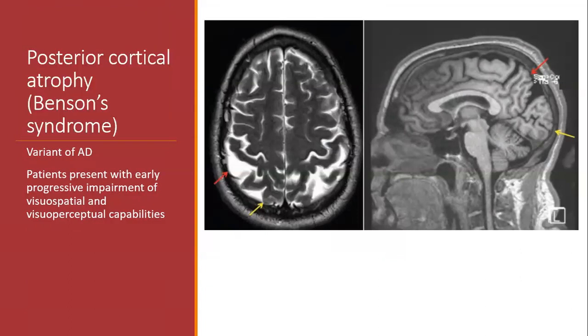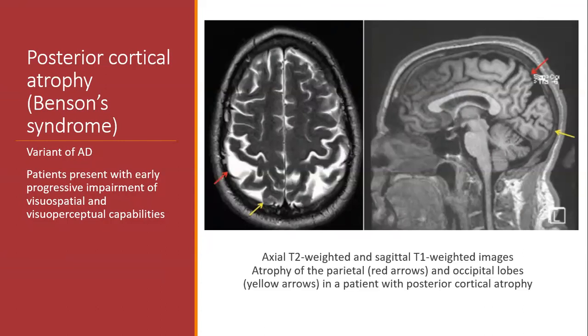Posterior cortical atrophy, or the Benson syndrome. Here you have involvement of the parietal lobe more than the temporal lobe, and these patients may present with early impairment of the visuospatial function.